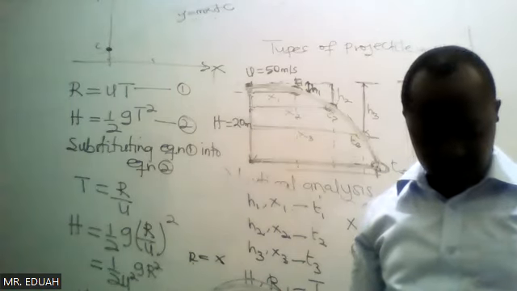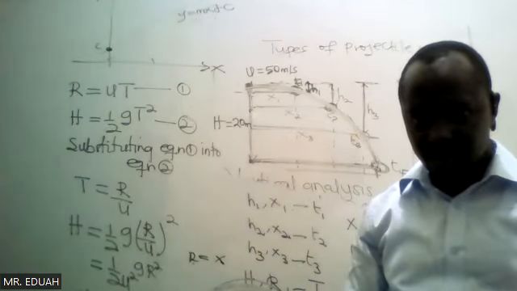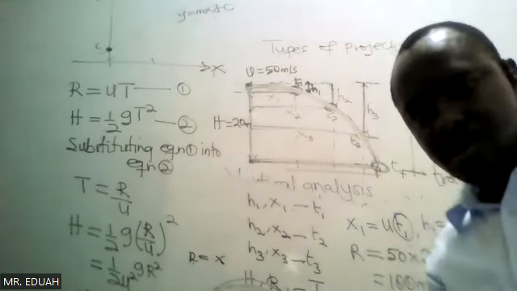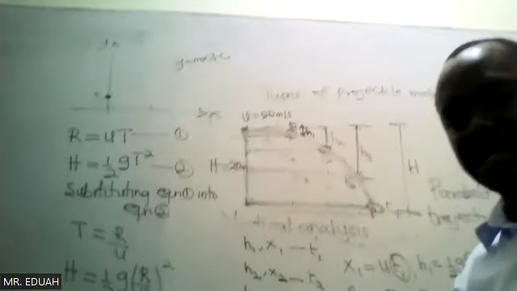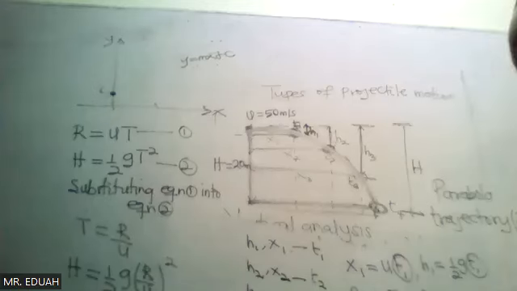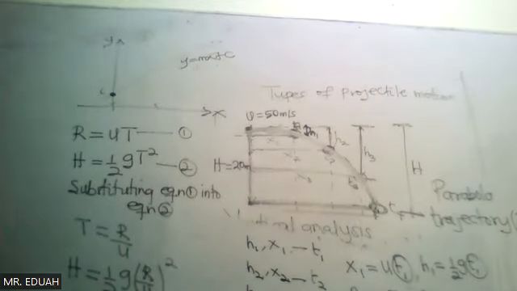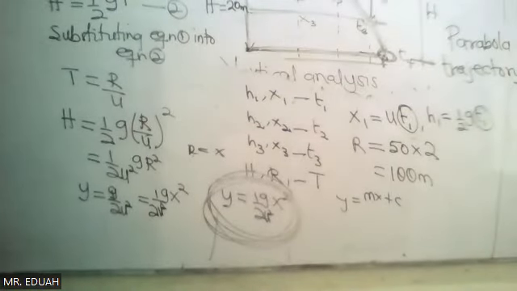Please, I'm trying to copy what's on the board, but because of the way you positioned the camera, it's blocking what is underneath. Which part are you writing? The down part. Is it better now? Yes, thank you very much.